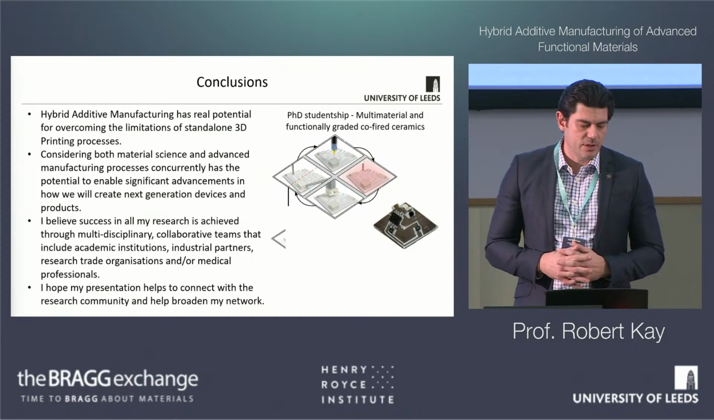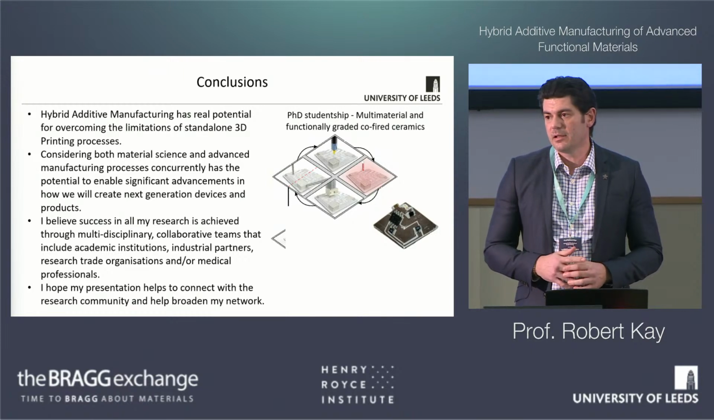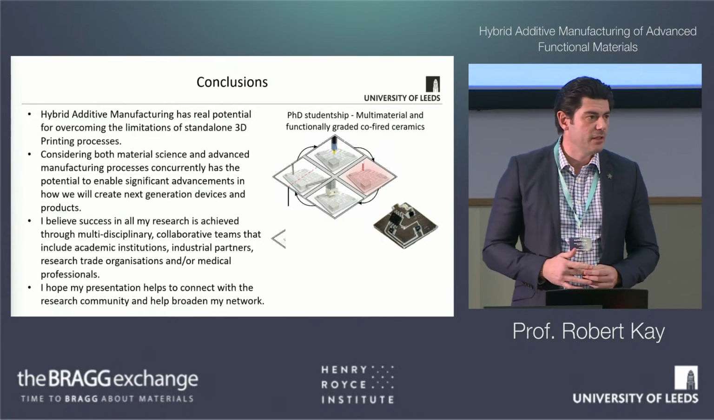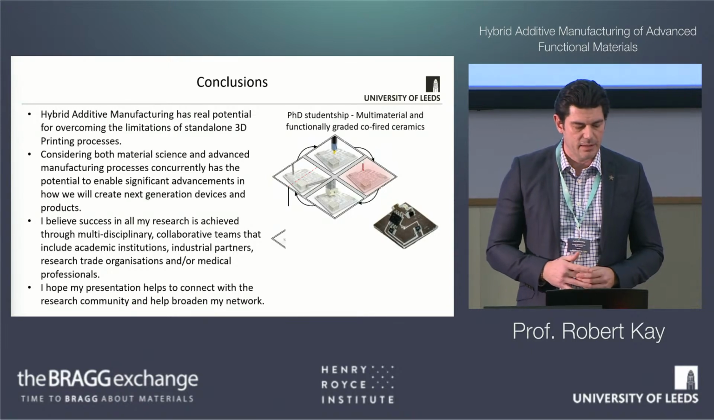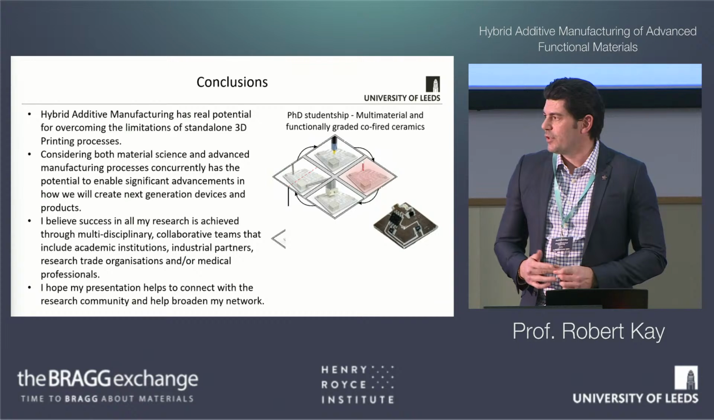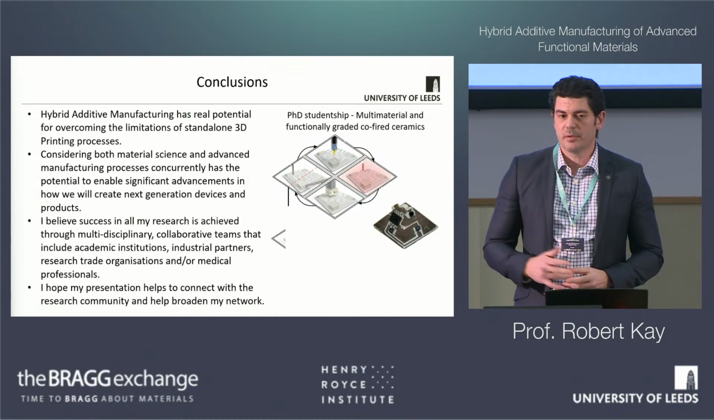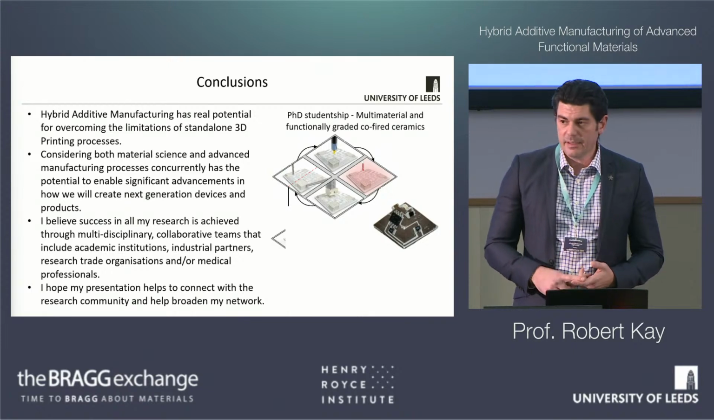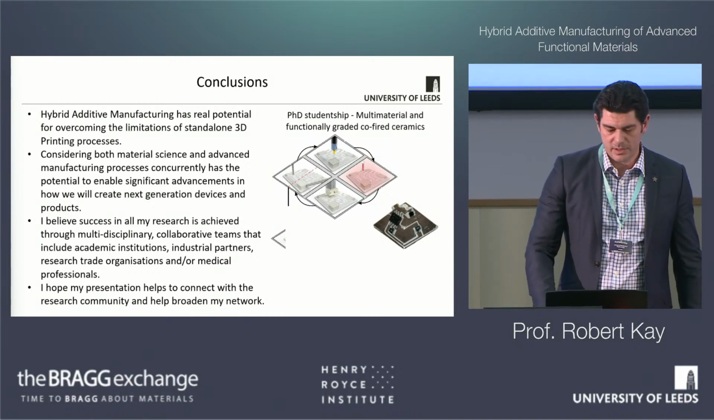Okay, so just in conclusion, I think hybrid additive manufacturing has a real potential to overcome the limitations of standalone 3D printing processes. I think you need to consider both the material science and the advanced manufacturing processes concurrently. You don't modify an existing process, you work on them together. And I think that's what's going to really enable next generation products. I'm a big believer that success in research is achieved through multidisciplinary collaborations. That's why the Bragg Centre is great for this, but also involving other academic institutions, industrial partners, and research trade organizations. So hopefully this will help me connect with this research community.